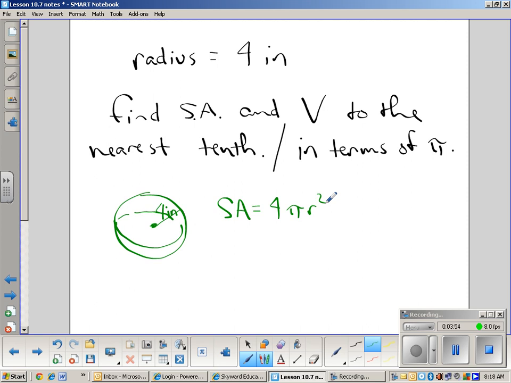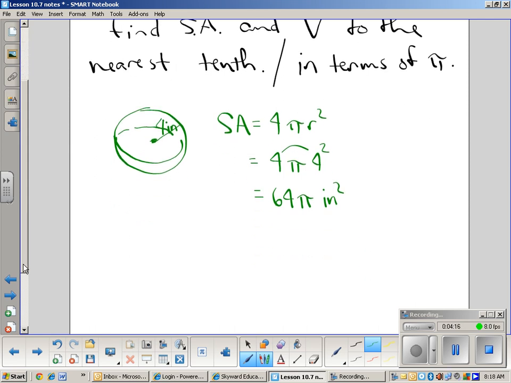And so radius is 4. What's 4 squared? 16. And 16 times 4? 64. And so when they say in terms of pi, that's the answer, 64 pi. In terms of pi means you have to have the letter or the symbol for pi in the answer.